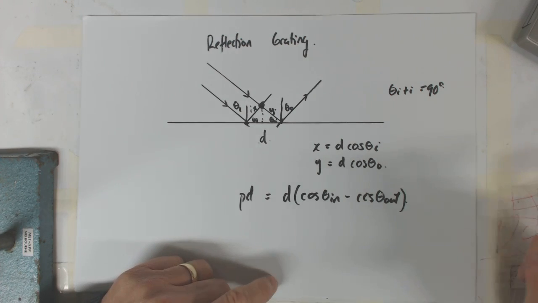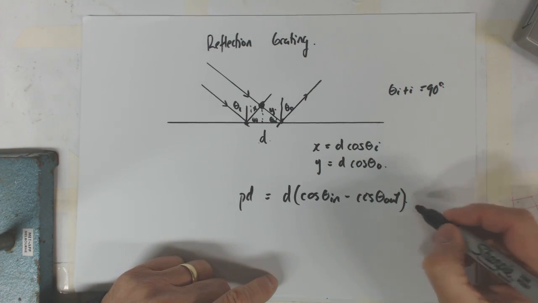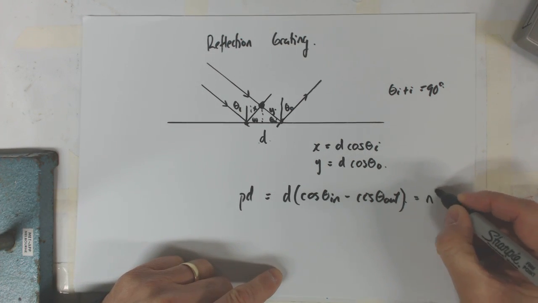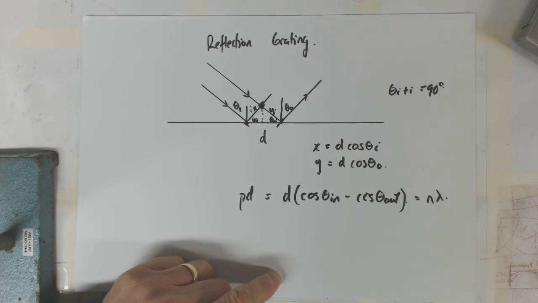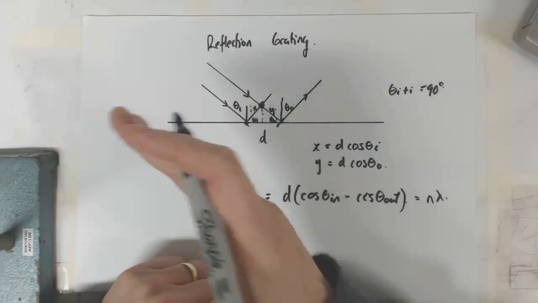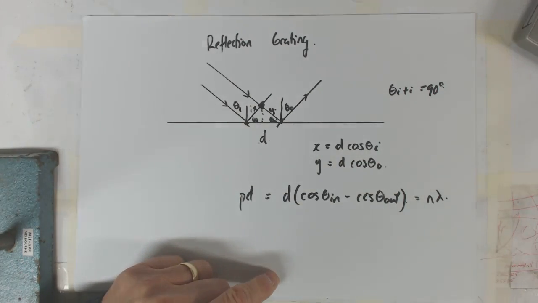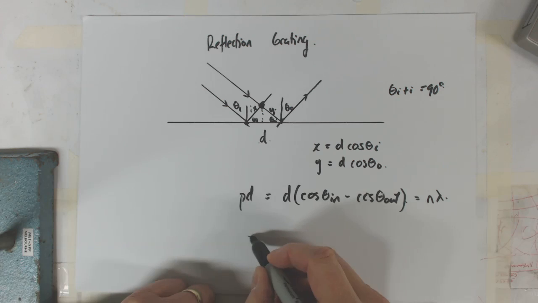Now, if we want constructive interference, then that's going to happen at n wavelengths. So you can see we can get a whole bunch of different angles here. I've just done those, and we're figuring out which angle this whole thing works for. And it's called a reflection grating.